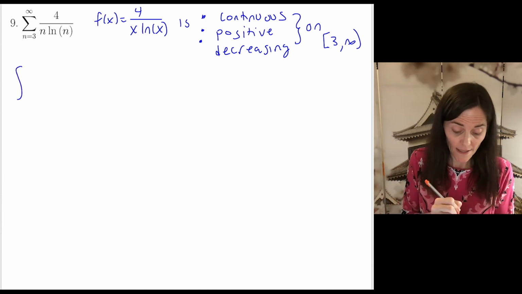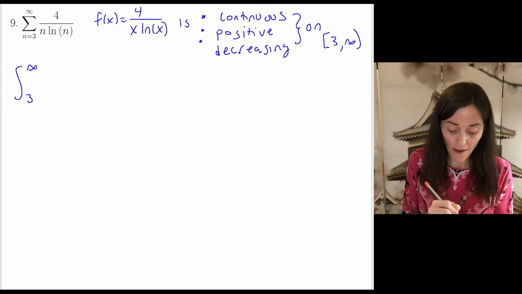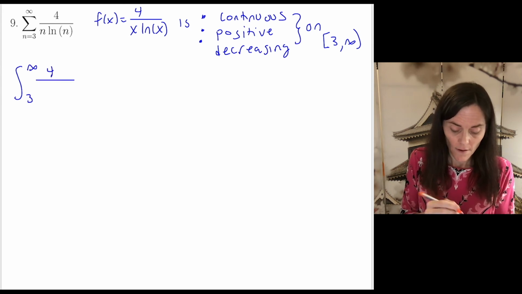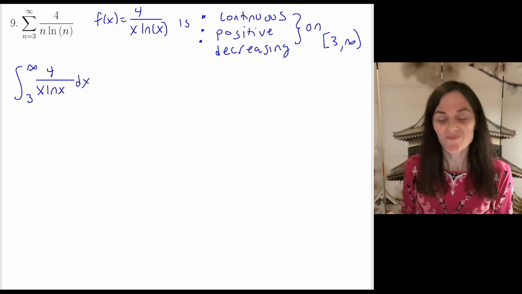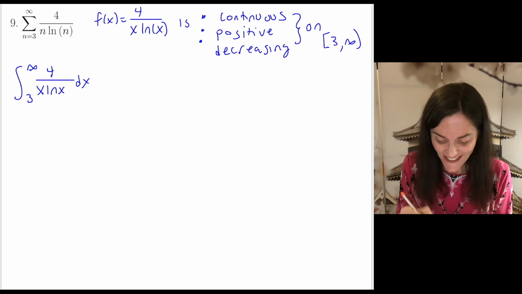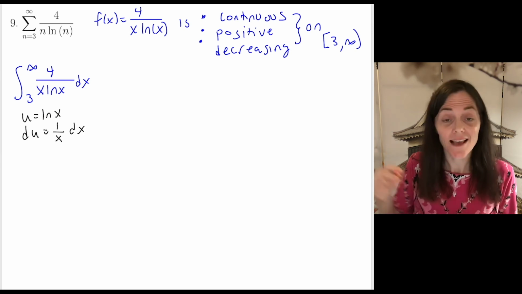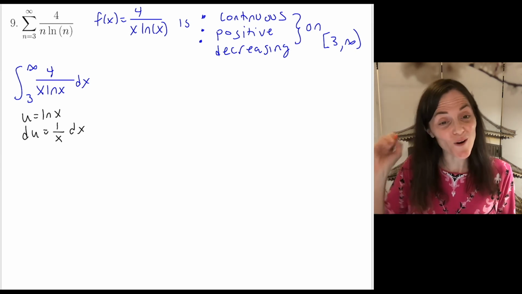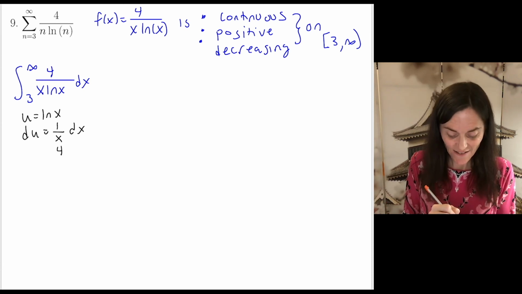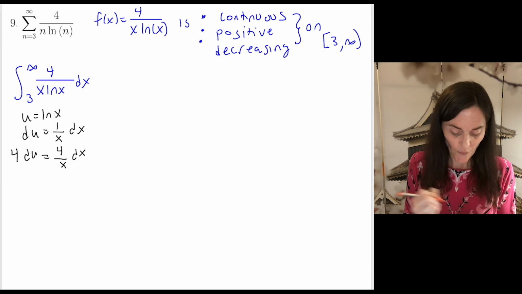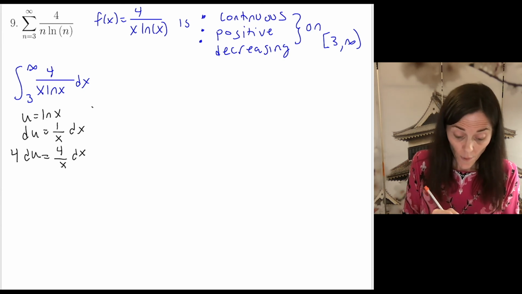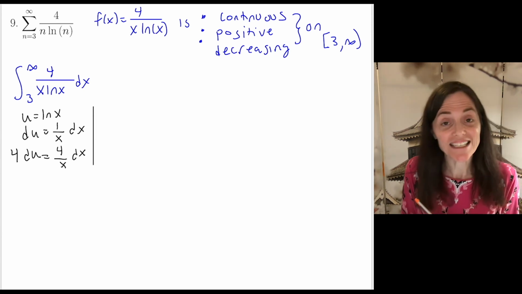We want to calculate this, 3 to infinity of 4 over x ln x dx. This is substitution. U is the natural log, and du is 1 over x dx. Now handed to me in my integral is 4 over x dx. This will be 4 du. Okay, one more thing you know I always do, I change my bounds.